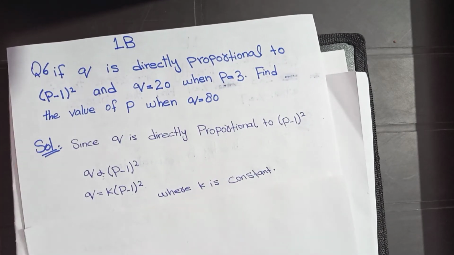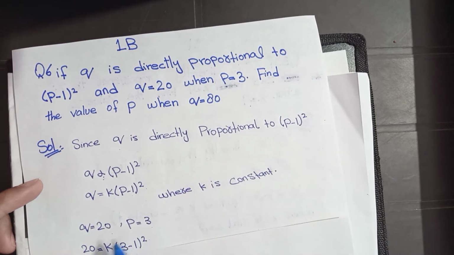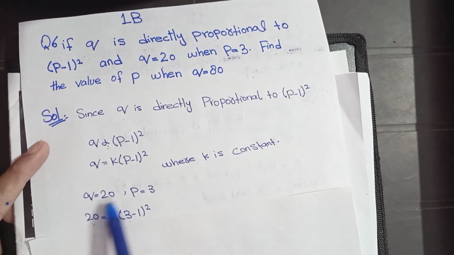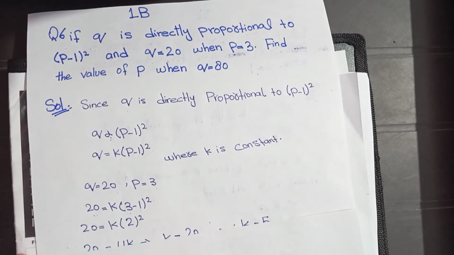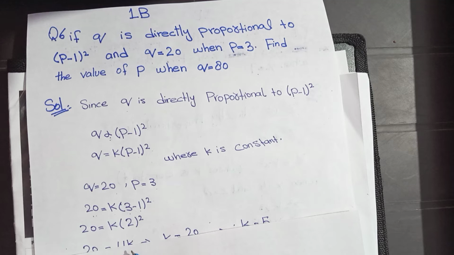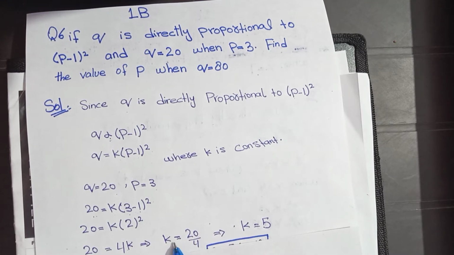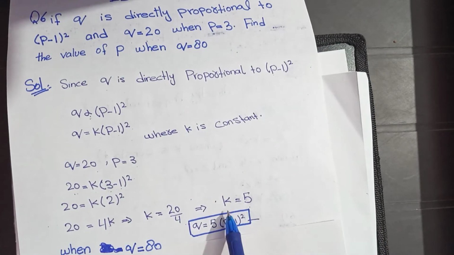To find the value of k, for that we are given the values of p and q. When we put the values of p and q, we will get the value of k. Q is equal to 20 and p is equal to 3. 3 minus 1 is equal to 2. 2 square is equal to 4. Like that, to find the value of k, we have to divide by 4 on both sides. K is equal to 5.